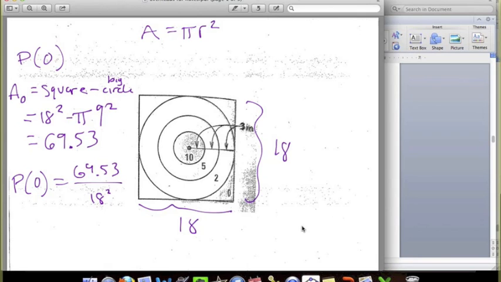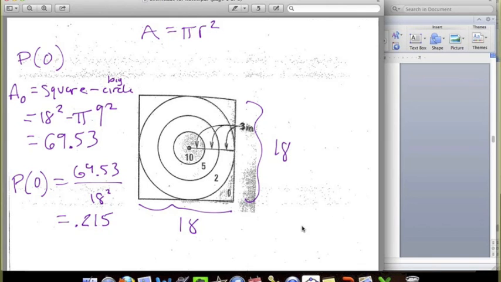If you're doing 18 times 18, you need to put parentheses around it. If you're just doing 18 squared, it will be fine without. But I get 0.215, or just 0.21 is fine. So about a 20% chance of getting no points.